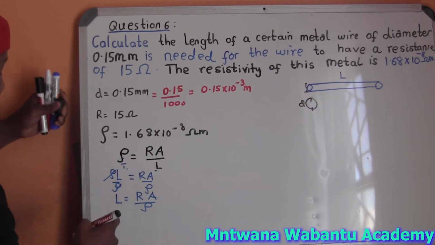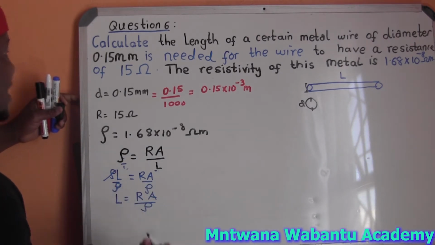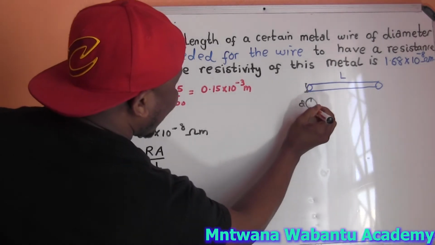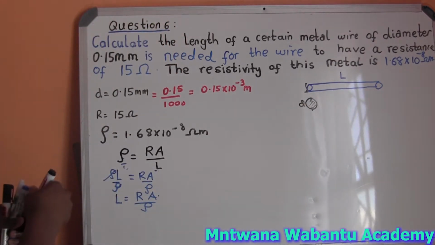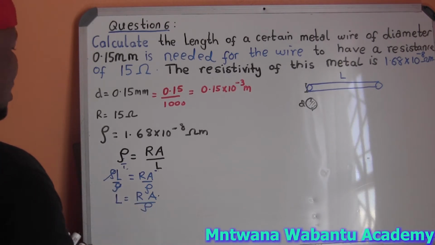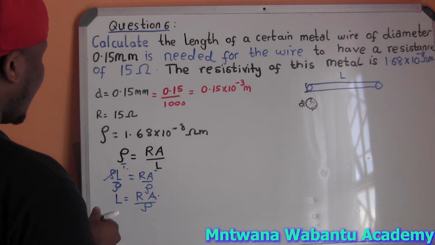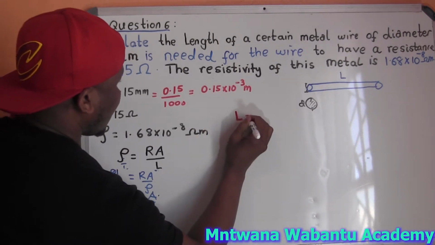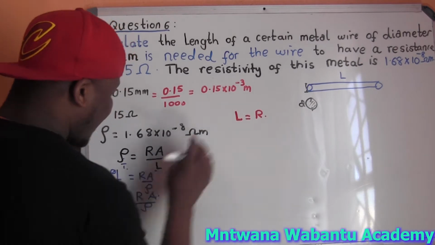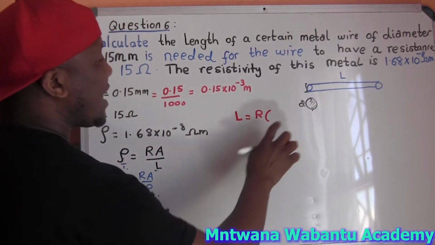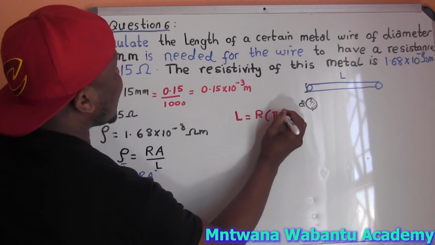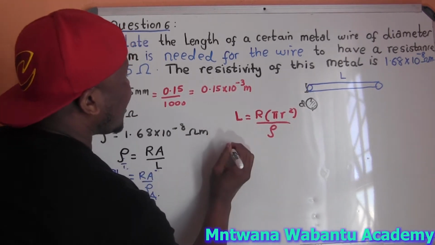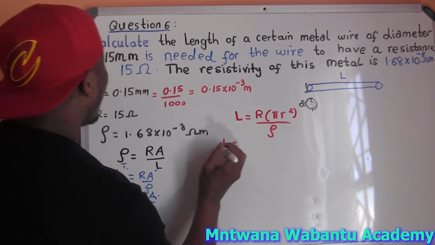Now we see resistance, we have 15 ohm. Cross section area of the wire, we don't have, and that's what we need. This is a circle, so the length we're looking for equal to resistance, 15, times the cross section area, which is the area of a circle, pi r squared, and then we divide by resistivity, which is given.